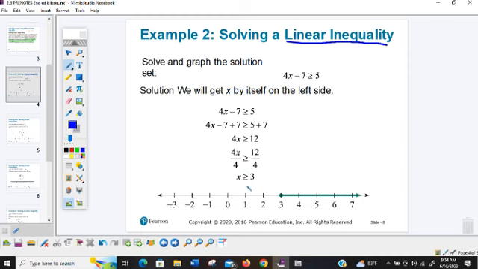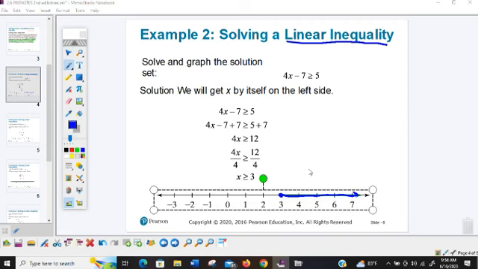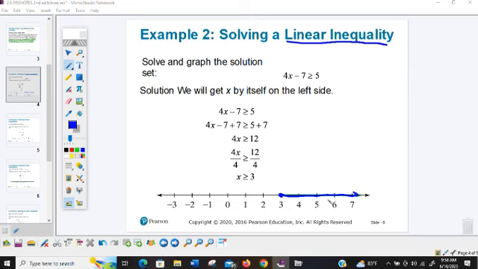Okay, let's graph this. So it has an equal to, so we are going to close that dot at 3. And then we're going to follow the arrow, and the arrow goes to the right. So we would shade all the way to the right. Now what that tells me is that every number to the right makes that a true statement. 3 works because it's a closed dot. That'd make it equal to 5. And every other number to the right makes that true.